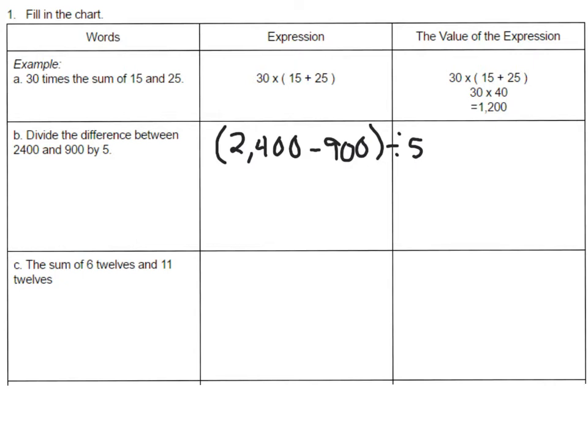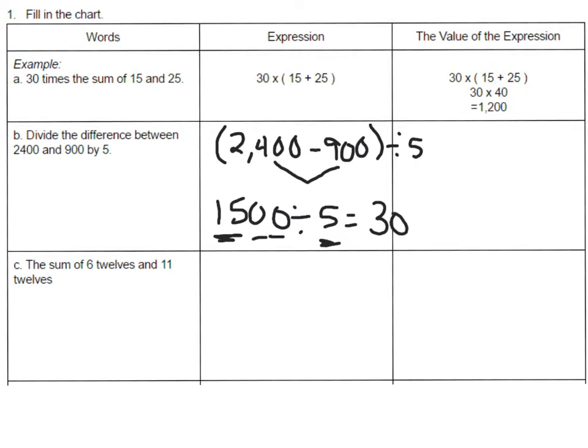So first, I'm always going to think about my order of operations. I'm going to subtract 900 from 2,400. And you might have to do this on the side of your paper, a little scratch work, and that's 1,500. And now I'm going to divide that by 5. That's the last step. If I think about 15, 5 goes into 15 3 times. 5 goes into 0 times. And the last 0 times. So my answer is actually 300 for the value.